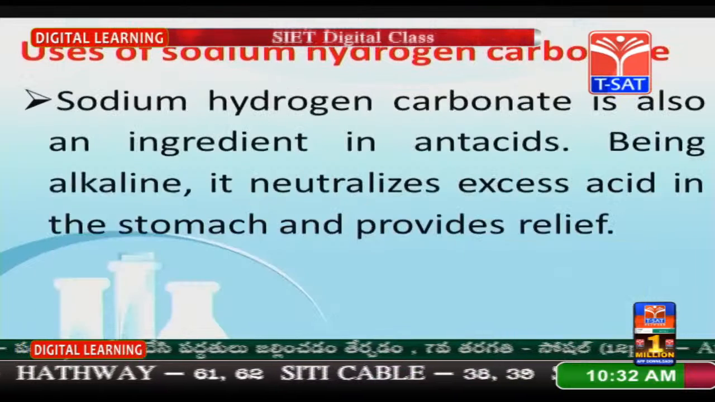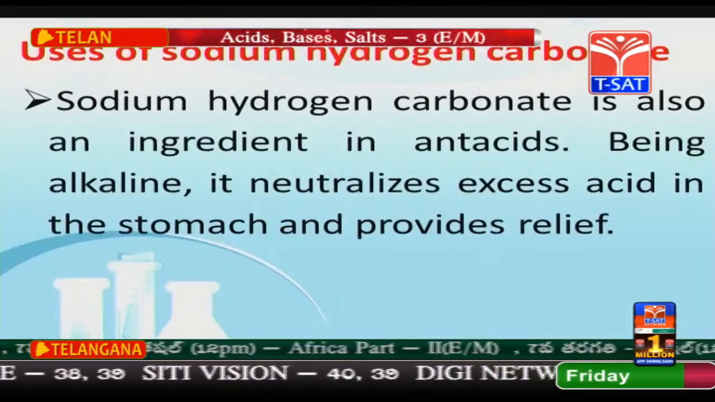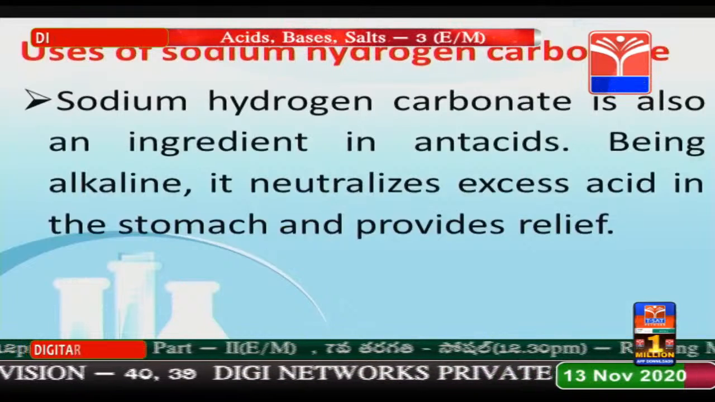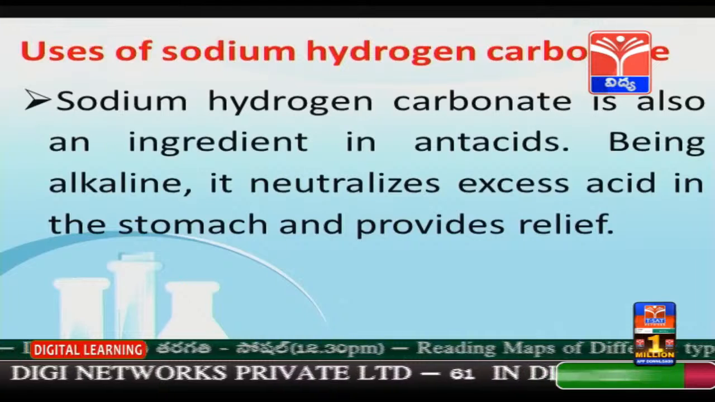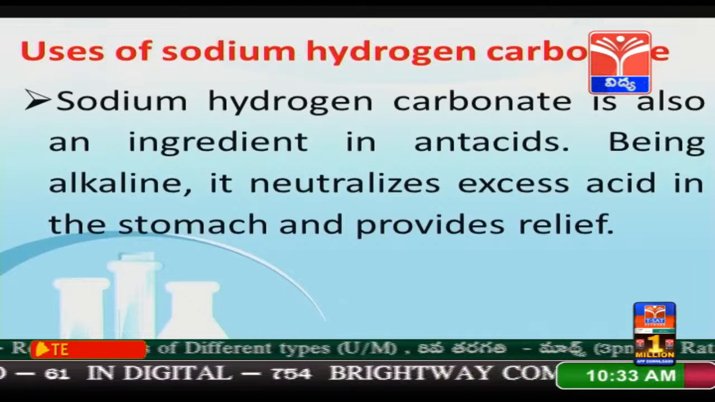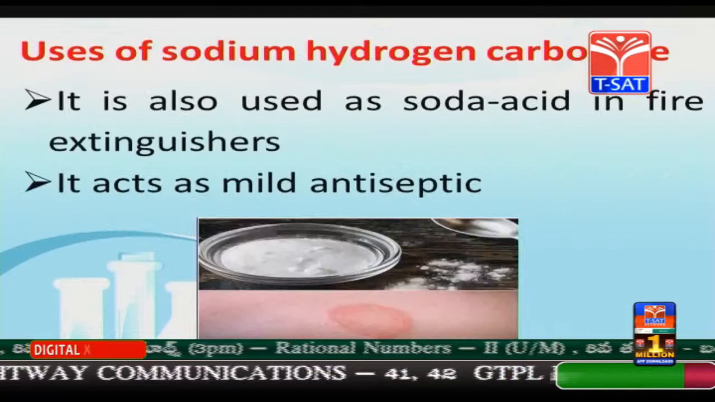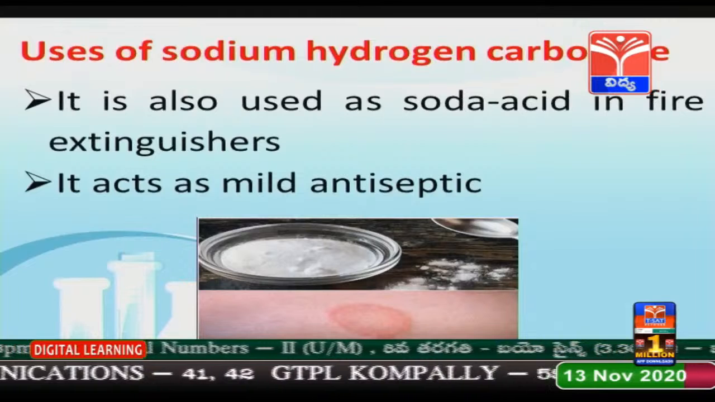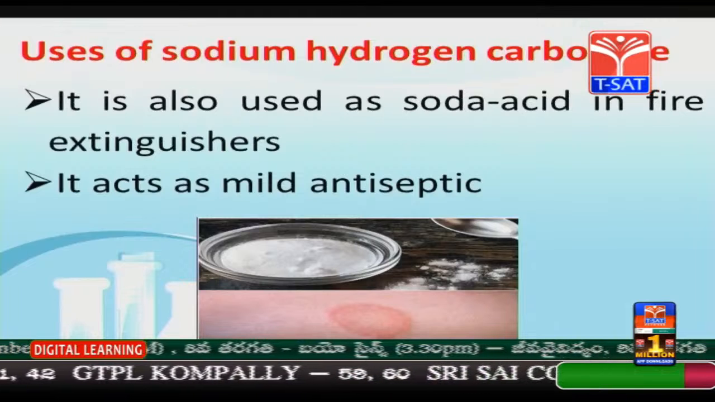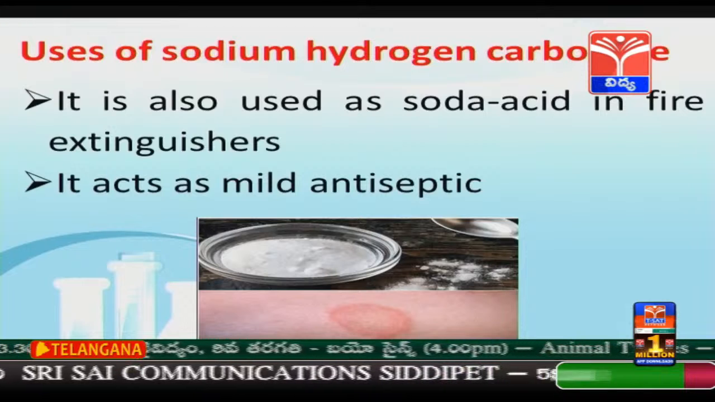Now, sodium hydrogen carbonate is used as a best ingredient for a person suffering from acidity. If we take dissolved baking soda, it removes acidity and we get immediate temporary relief. It is also used as a fire extinguisher, that means it is used to stop fire. It is also used as a mild antiseptic.